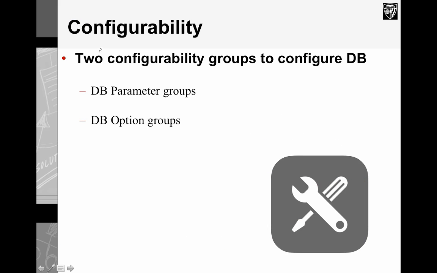In terms of configurability, there are two configurability groups that are available. There's the DB parameter groups and the DB option groups. DB parameter groups allow you to configure the database parameters, database tunings, and the DB option groups allow you to bring in new options into the database.